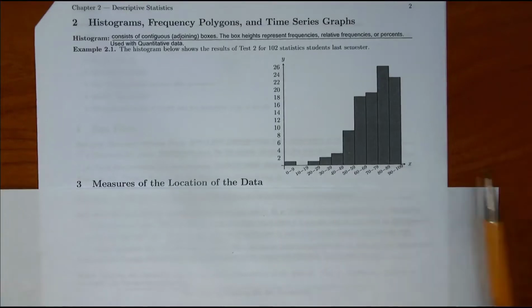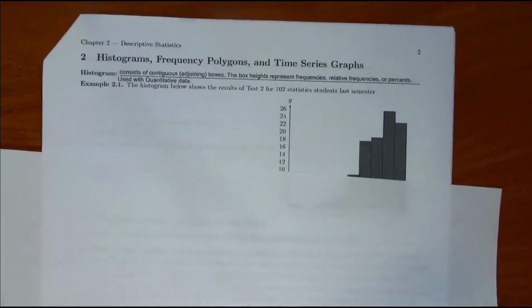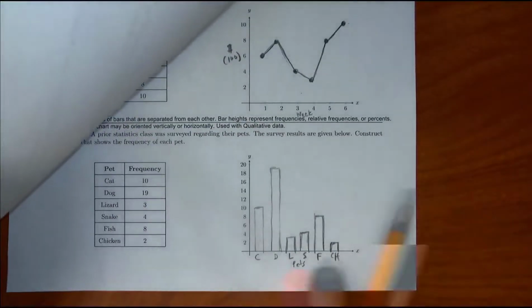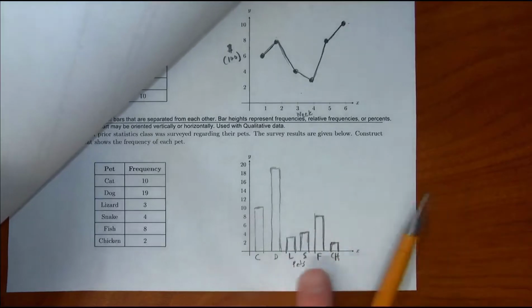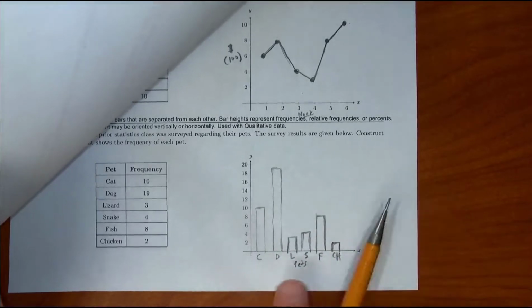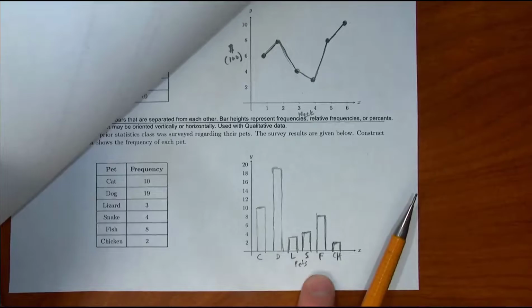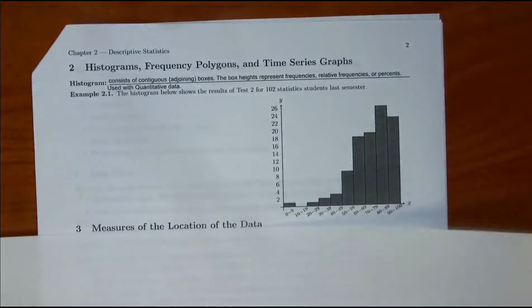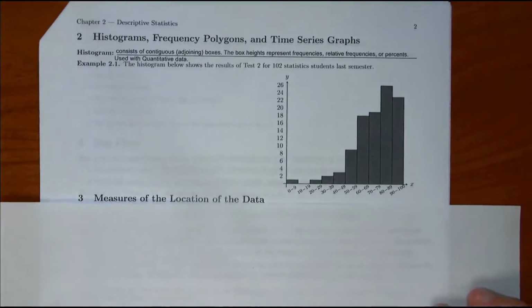With a bar graph, there was no number line. These were qualitative data. So there's no number line there. It's just chickens, dogs, cats, lizards, whatever. But here we're working with a number line. So that's why we have the boxes adjoining as they are.